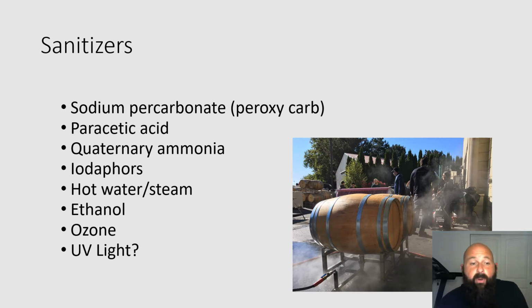So the top one is sodium percarbonate, or sodium peroxycarbonate, or sodium peroxyhydrate. I've heard it pronounced a lot of different ways. I've heard it typically shortened to peroxycarb, so I'm going to use that as the default position here. Peracetic acid is also something very commonly used in winery scenarios. Quaternary ammonia is really nice. I'm going to talk about that.